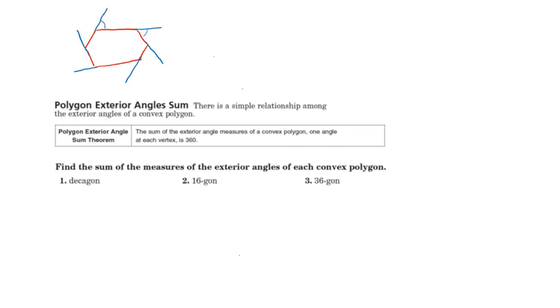Now I know it looks like I'm marking congruent, but I'm just making marks on those. Those are not congruent angles. All right. What would all those have to add up to?